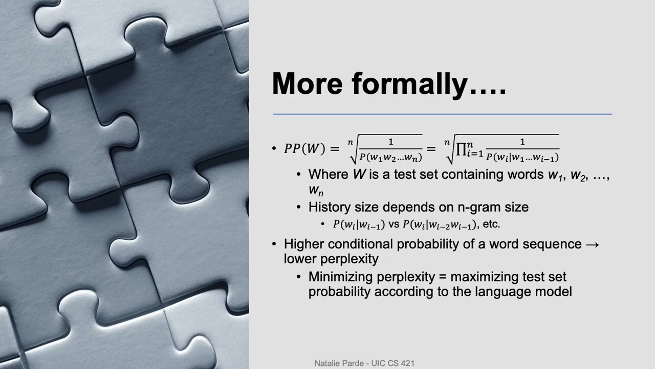Here's what that equation looks like more formally, letting W be the test set containing words W1 through Wn. So your training set might have 5 sentences, and you'll use the frequencies in those 5 sentences to estimate the maximum likelihoods for your test set, which is maybe another sentence. You'll multiply all of the inverses of the individual n-gram likelihoods with one another, and then you'll take the nth root of that, where n is the number of words in your test set. You'll get a value as a result, and the lower that value is, the better. Thus, if you minimize perplexity, you end up maximizing the test set probability according to your language model.